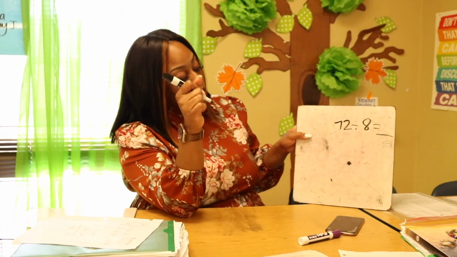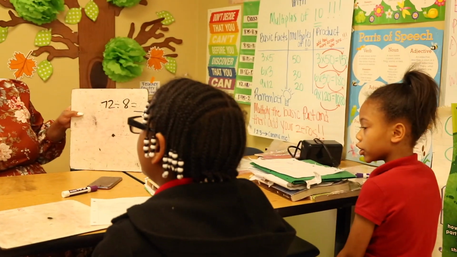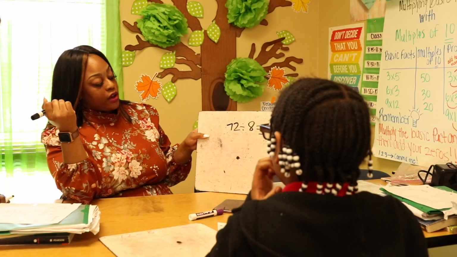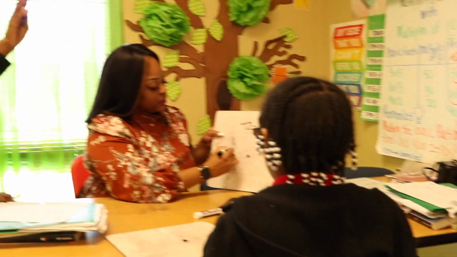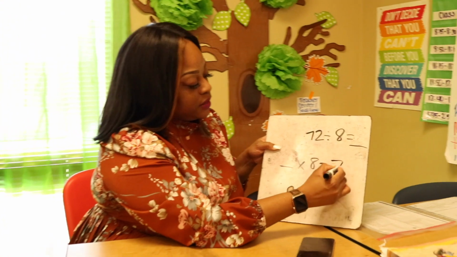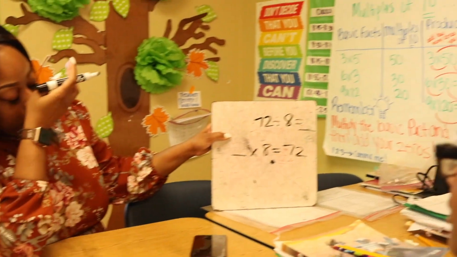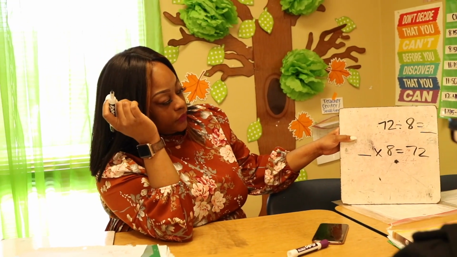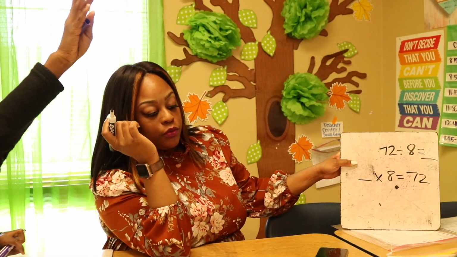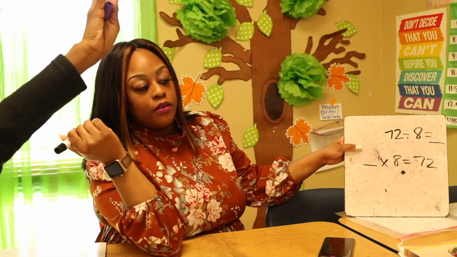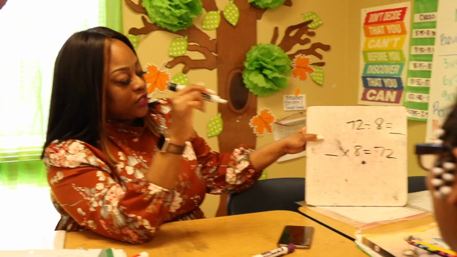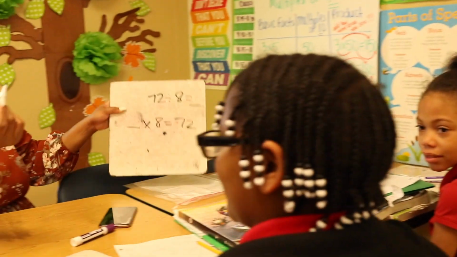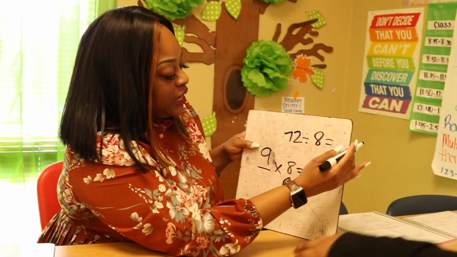Or you can do it the smart way and the easy way. And you can think to yourself, what times 8 will give me what? 72. What times 8 will give me 72? What times 8 will give me 72? Waiting on you. He's ready, she's ready. All right, what is it, Hoya? It's 9. Is it 9, Katie Grandberry? Yes. Is it 9, Ariana? 9. 9 times 8 equals 72.